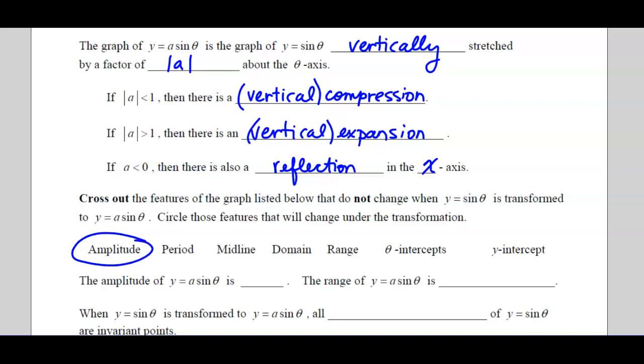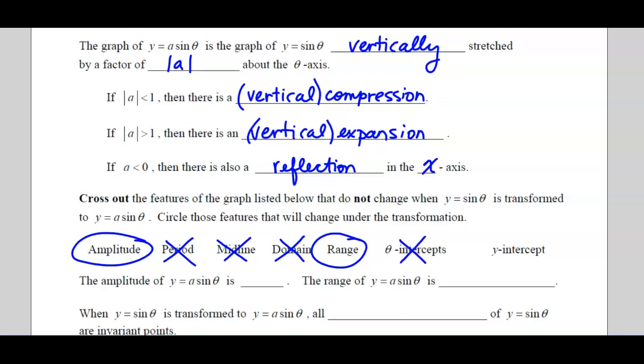Period is horizontal. Will that change? No. Midline is the x-axis. If I'm stretching it, it's about the x-axis. So that doesn't change. If we do a translation, it'll change, but not a stretch. Domain is horizontal, so that does not change. Range, if I've changed the amplitude, I've changed the range of it. Theta intercepts. No, because that's on the horizontal x-axis, so that does not change.